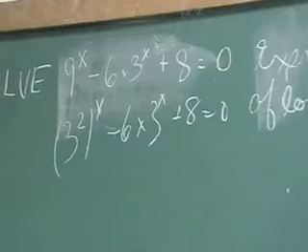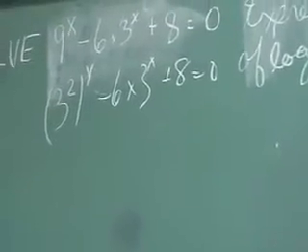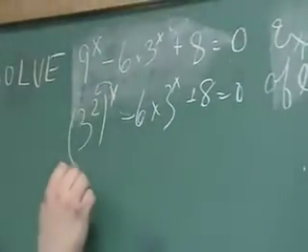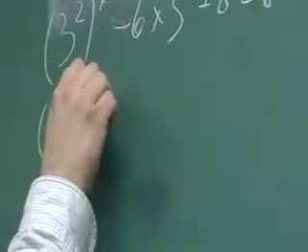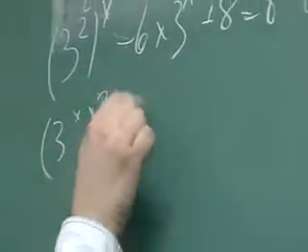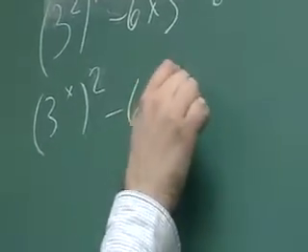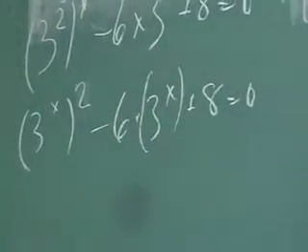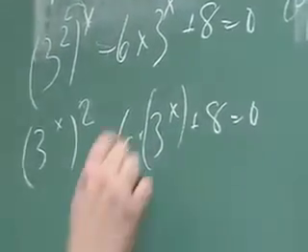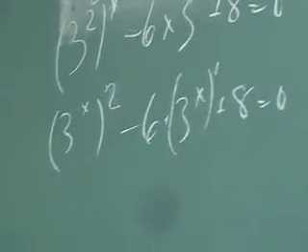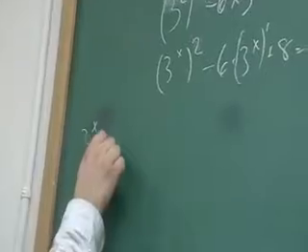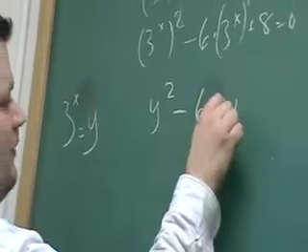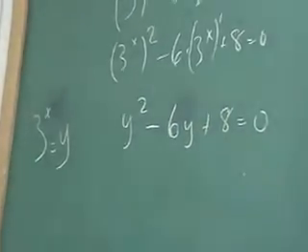So how can you try and use substitution to make that into a quadratic equation? If you just switch these back and forth, it's the same thing. So 3 to the power of x squared minus 6 times 3 to the power of x plus 8 equals 0. So on both, we have 3 to the power of x. So if you make 3 to the power of x equal to y, you have y squared minus 6y plus 8 equals 0.